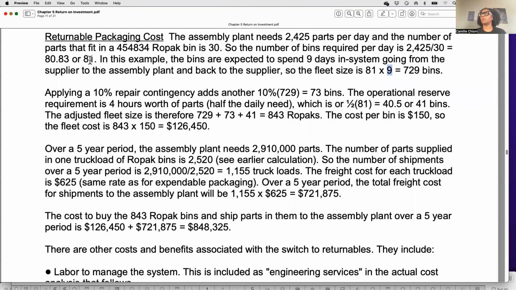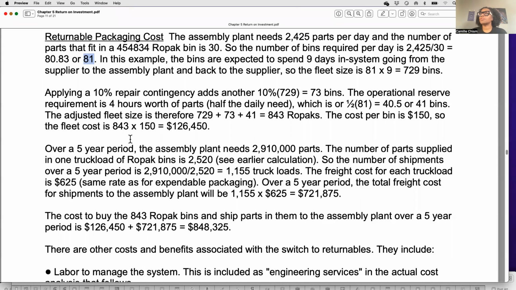Because we know that 81, going back again to the number of bins that are required. So now you're taking your fleet size for 9 days of 729. You had that 10% contingency of 73 bins, and then you're adding another half day's worth of bins to that. So you can take 81, which is a day's worth of bins, and then half of that is going to be 40.5. So again, we're rounding up to 41.